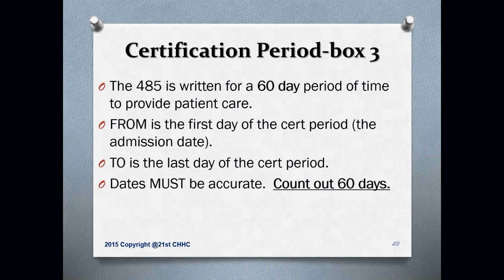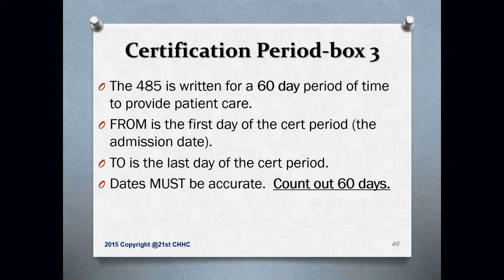Box 3 is the certification period box. Remember, the 485 is always written for a 60-day period of time. And that has to be exactly 60 days, so you need to count, because remember, some months are less than 31 days, some are 28, some are 30, so you need to make sure that you know exactly that 60-day period. And again, the first day of the cert period is the admission date, but that has to be a billable visit.